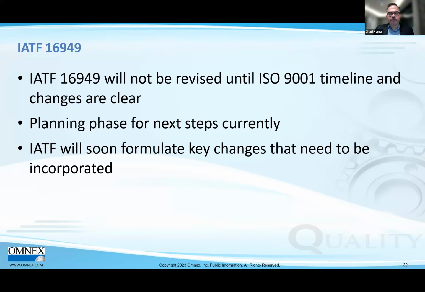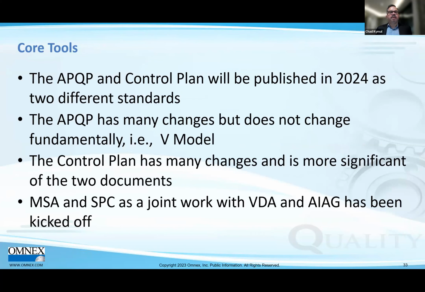Don't expect anything soon. I hope IATF comes a year after 9001 comes in, and it doesn't wait until 2 years or something like that. Meanwhile, the core tools are getting updated, and they're taking orders for the new APQP and control plan in December. I think March is when they will be releasing copies of it. Sometimes it comes out much earlier than that.